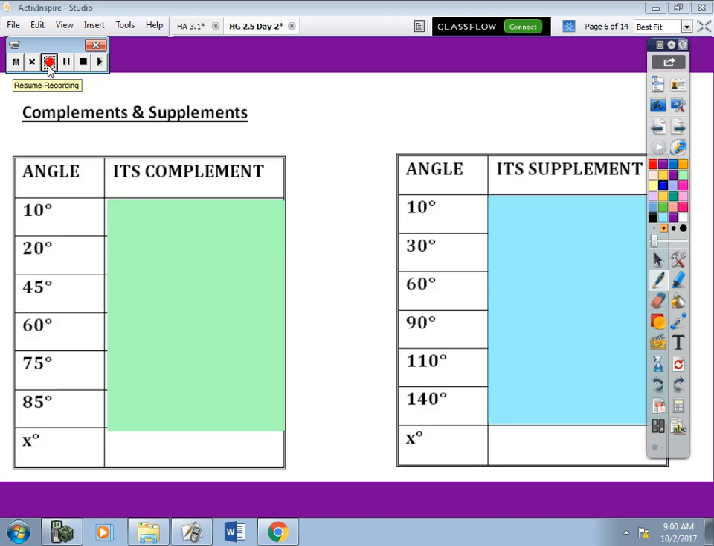We know complementary angles sum to be 90. So the angle and its complement have to sum to 90 degrees. The two angles together have to add to be 90. So if the original angle is 10, what would the complement be? Marquise? 80. 90 minus 10 is 80.